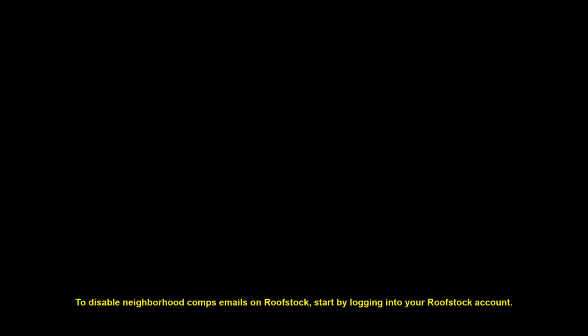To disable neighborhood comps emails on Roofstock, start by logging into your Roofstock account. Once you're logged in, navigate to your account settings. You can find this option typically in the top right corner of the home page. Click on your profile icon or initials to access the drop-down menu. Select Account Settings from the menu options.